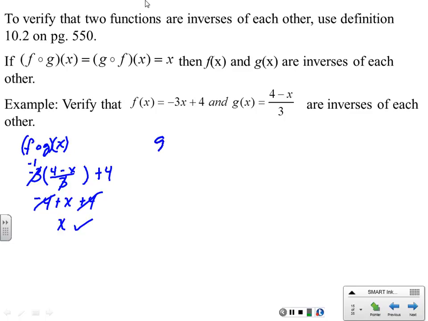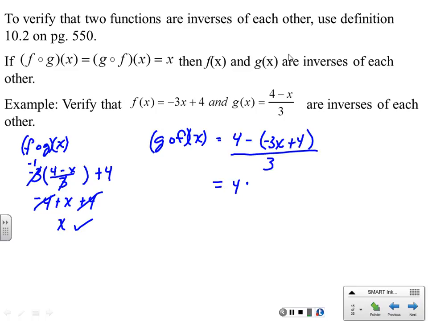The other half is g composite f of x. So you're going to do the same thing, except this time we're going to use the g function. And everywhere I see an x, I'm going to make a skeleton. And in that skeleton, what am I going to plug in? Yeah, f of x. Do some math. So we're going to have 4, just distribute that negative, plus 3x minus 4 over 3. 4 and -4 go to 0. 3 divided by 3 is 1, and I'm left with x. And I just proved that they are actually inverses of each other.